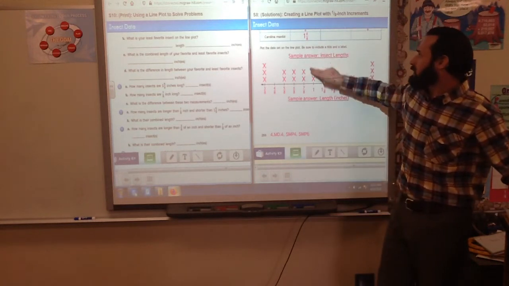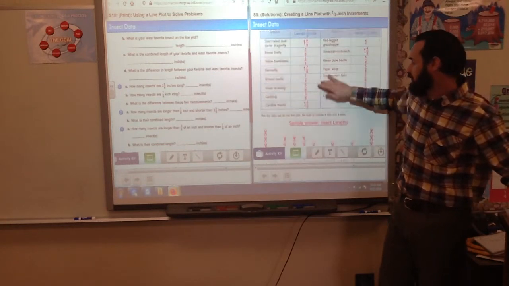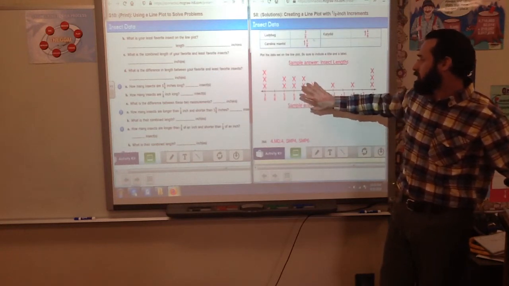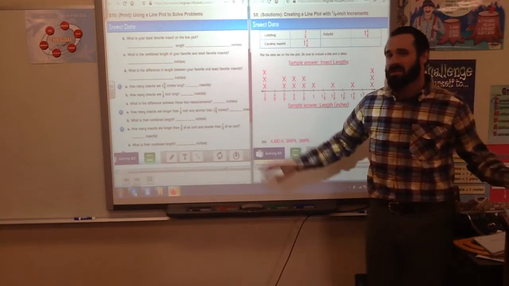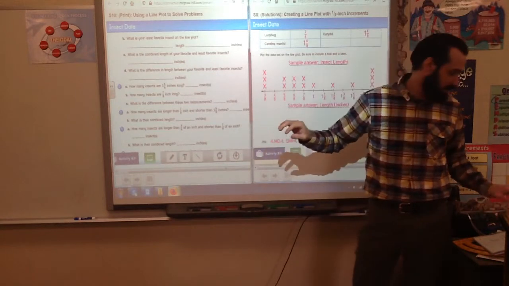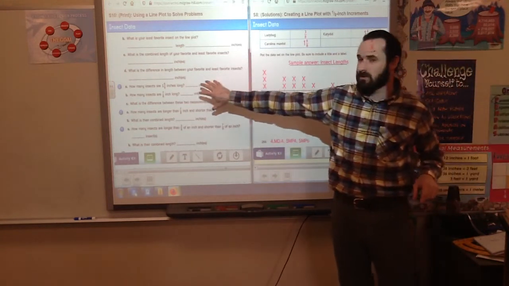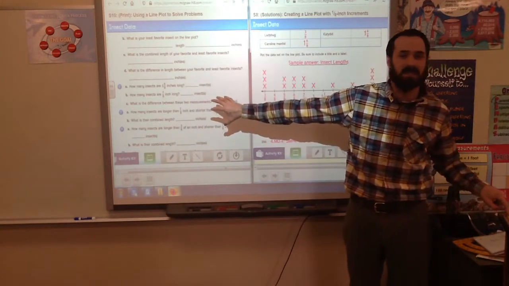Yesterday we worked on measuring all of these. You should have this done from yesterday. And then you should have worked with me to make this line plot. I know it's kind of small, but we need the line plot that is on page 266 to be able to answer these questions on 267.